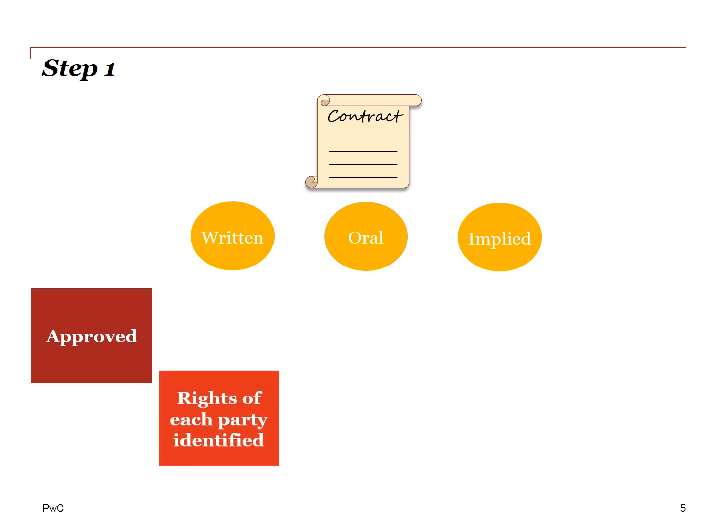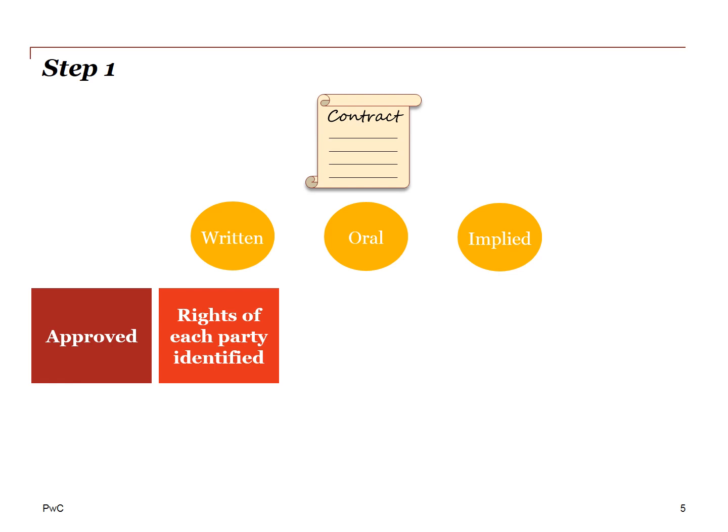An entity should be able to identify each party's rights regarding the goods and services promised in the contract. Revenue cannot be recognised related to a contract where the rights of each party cannot be identified, because the entity would not be able to assess when it has transferred control of the goods or services.